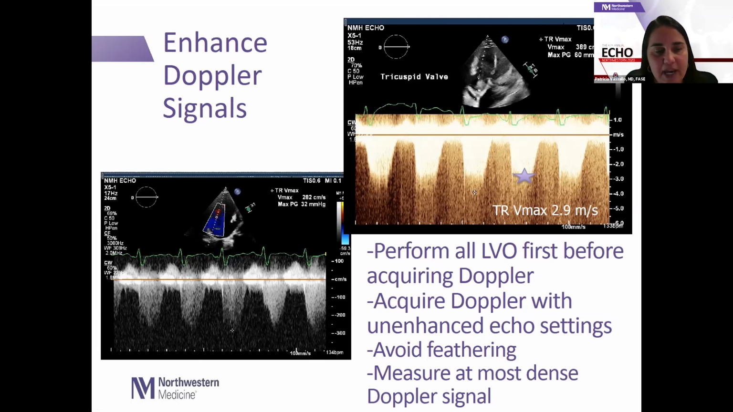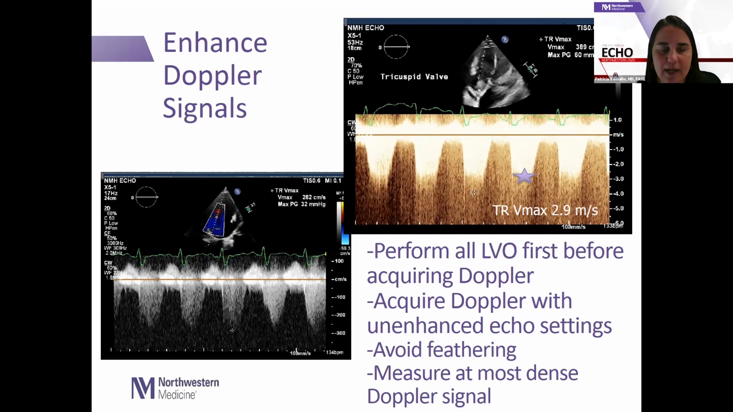to dissipate. So here's an example of someone who had an unenhanced image and had a TRV max of 2.8 meters per second. And when they went back to use contrast, it was actually reported to be a TRV max of 3.9 meters per second. And the patient was given a diagnosis of moderate to severe pulmonary hypertension.